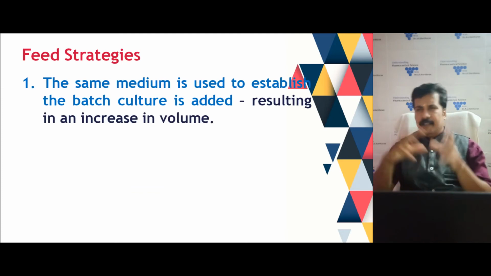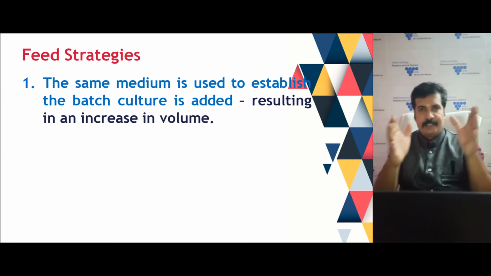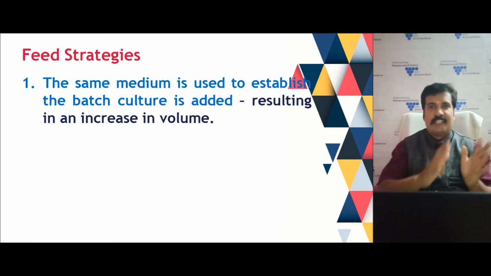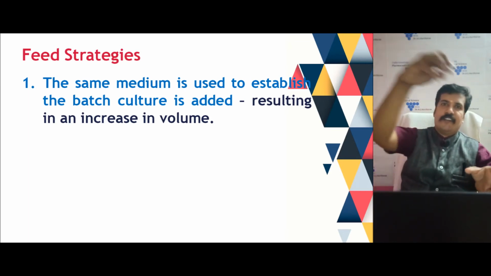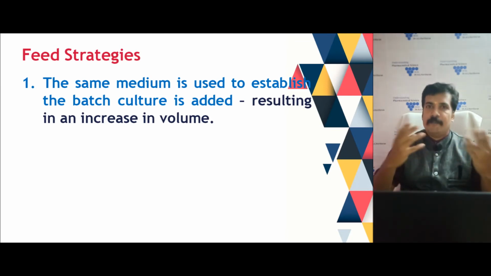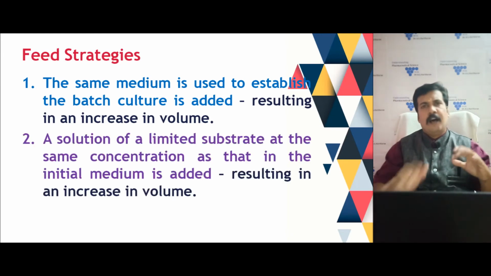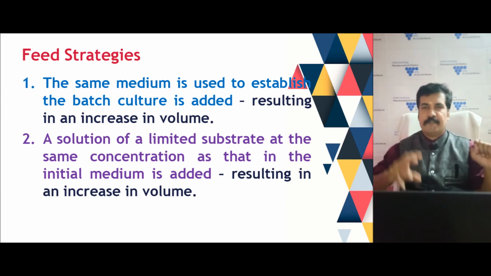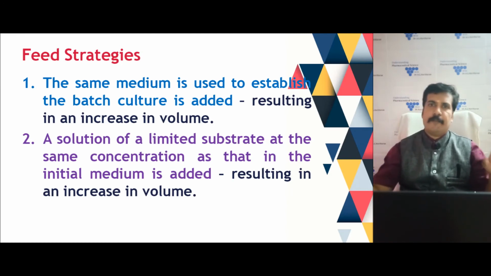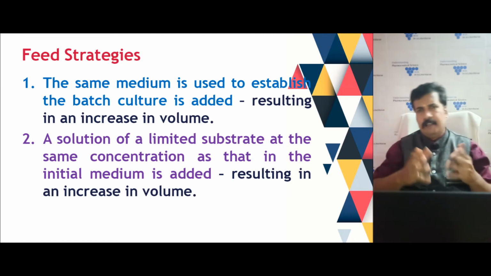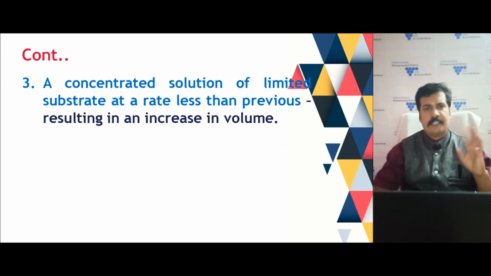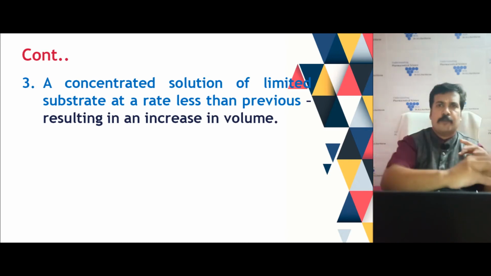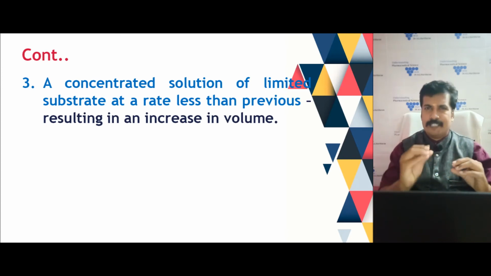One is that the same medium which was used for the establishment of the batch culture is pumped in after a certain time. What happens is, if I add a specific quantity of medium into the batch culture, the volume of the production process will increase. Another way, the major nutrient, the substrate whose limitation is needed during the stationary process, can be given alone at a particular volume to the production vessel. This also can increase the volume. The third way is that this limiting substrate can be concentrated to a certain level and fed into the production vessel. This also gives a slight increase in the volume.